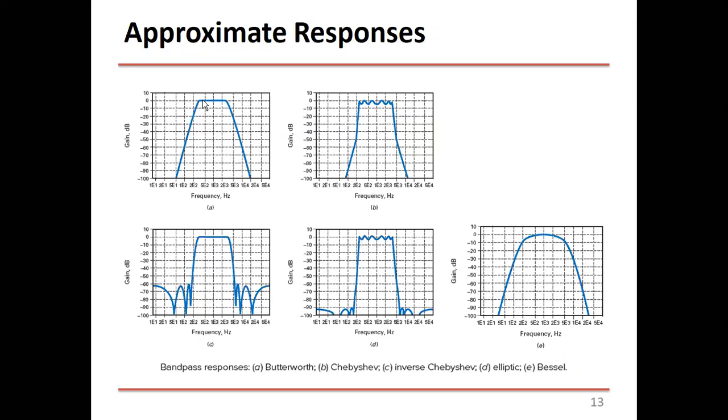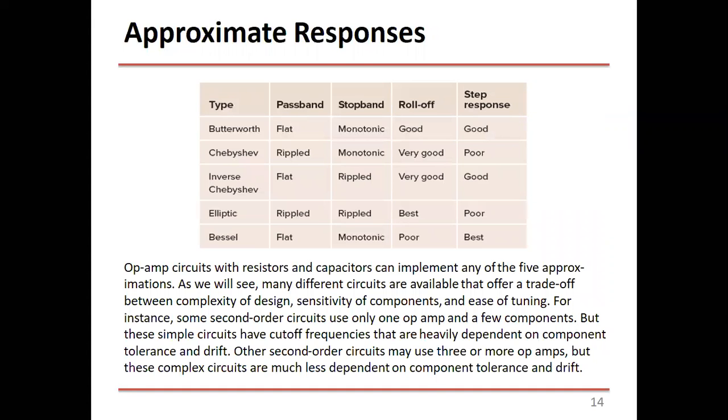You can understand, this is flat here and goes monotonically like this, and it does not have ripples anywhere. This has ripple in the passband, no ripple in the stopband. This is flat here and ripple in the stopband. This has ripple in both. This has no ripple, but again, it's not flat in the passband, just to increase the linearity of the phase shift. Okay, so this is a comparison between the 5 types, as I mentioned, with the passband, stopband, and the transition.